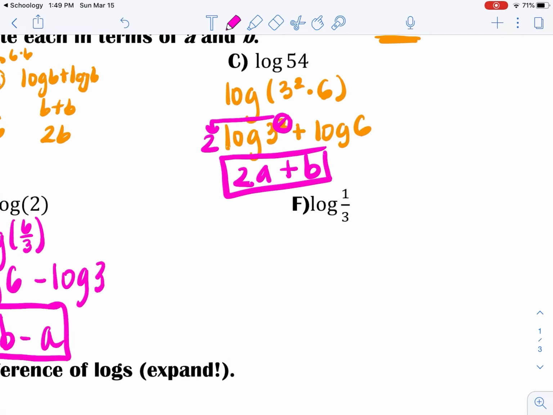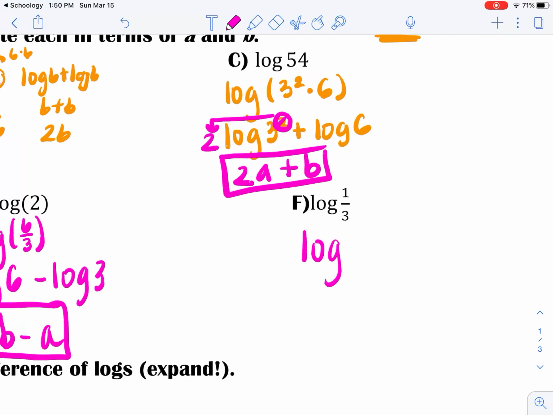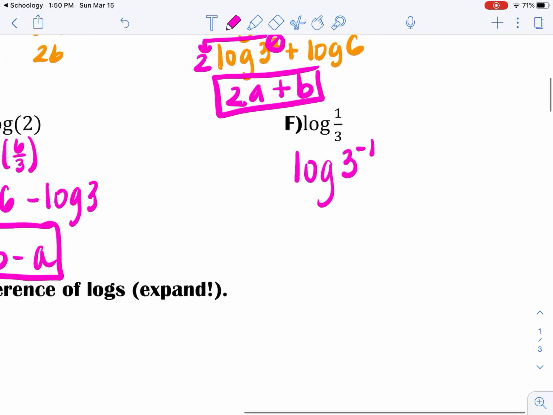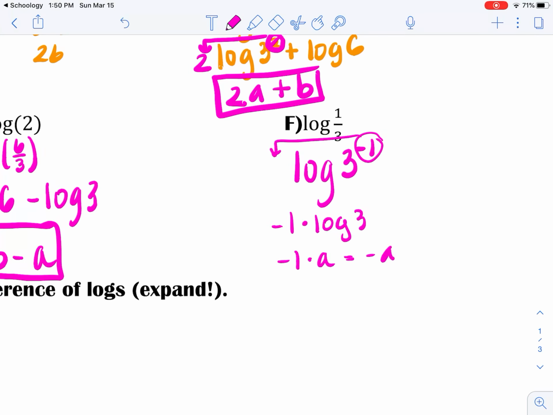Last one right here. There's several ways to do the last one. So if you did a different way and got the same answer, there's a great chance that yours works. So how I would do it is I would say common log of 1/3 is the same thing as common log of 3 to the negative first power. I can bring my exponent in front. So that's -1 times common log of 3. -1 times a, so my answer is -a.